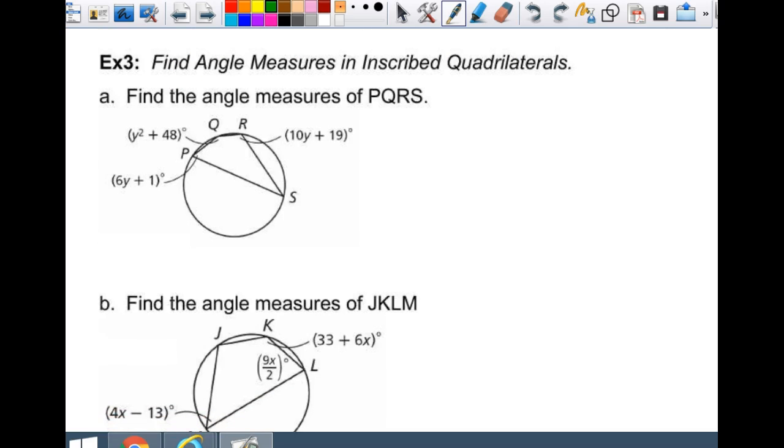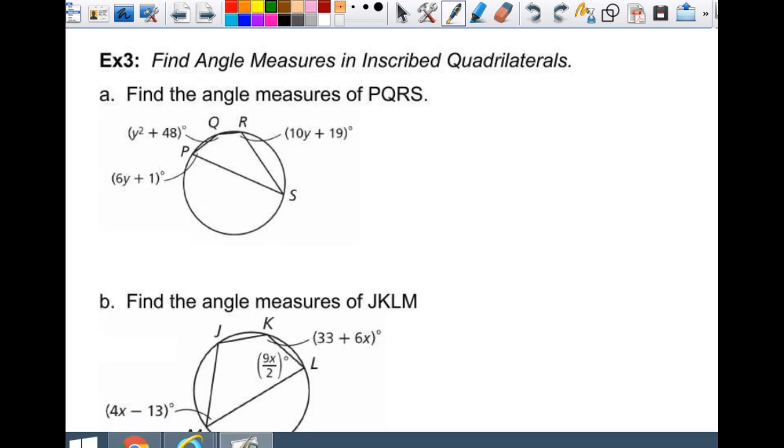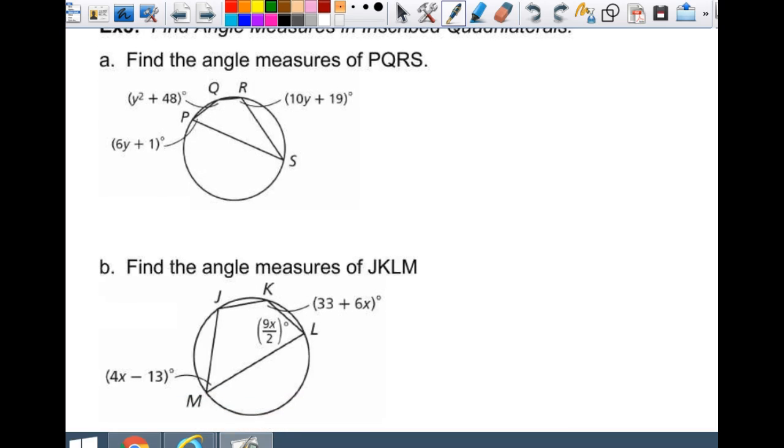Okay. So let's find the angle measures in inscribed quadrilaterals. To find the measures of PQRS, this is a quadrilateral. How many total degrees are in a quadrilateral? 360. So can I add all four of these angles up and set them equal to 360? No, because I don't know angle S. If I knew angle S, then I could do it that way, but I don't know angle S, right? So can I set any of these angles equal to each other? No, okay? So I know that opposite angles are what? Supplementary. So which two angles can I use? P and R. I cannot use Q and S because I don't know S, but I can use P and R. Those are my opposite angles.